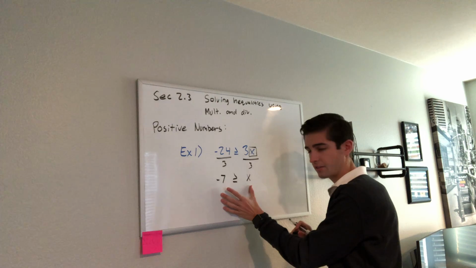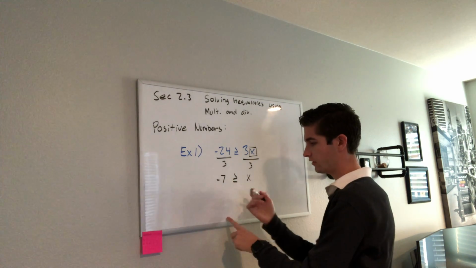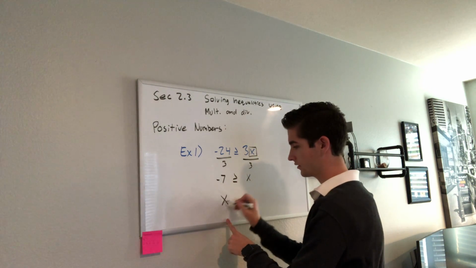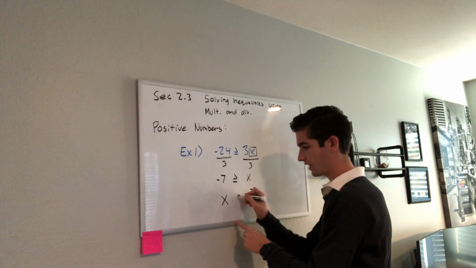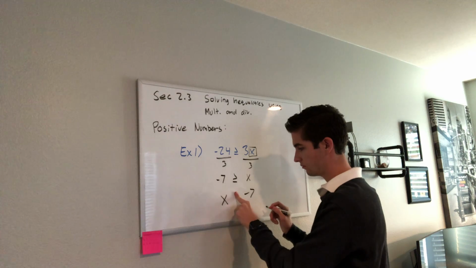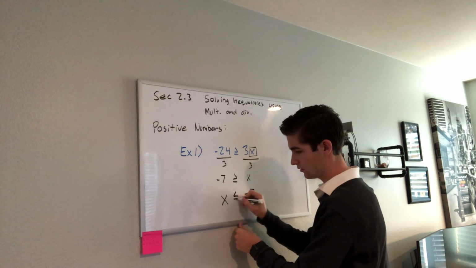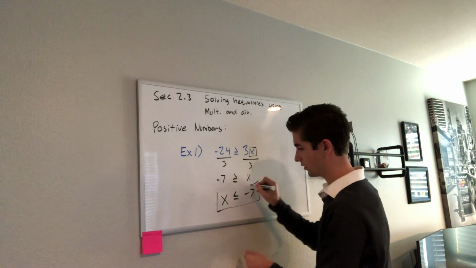But to get into graphing form, you want to turn it around, right? So we're going to have x and negative 7. We want to make sure it's pointing still at the x. Oh, I messed up. At the x. Alright, so perfect.